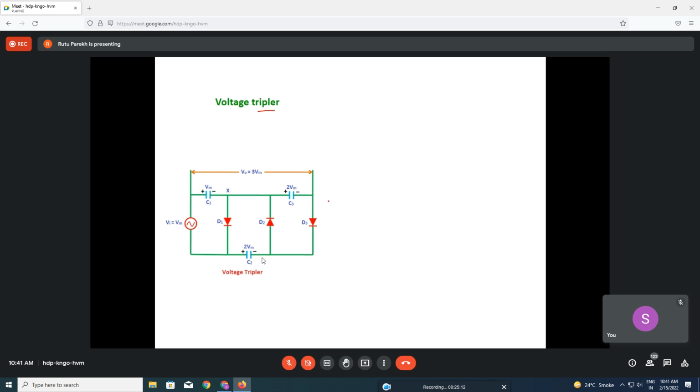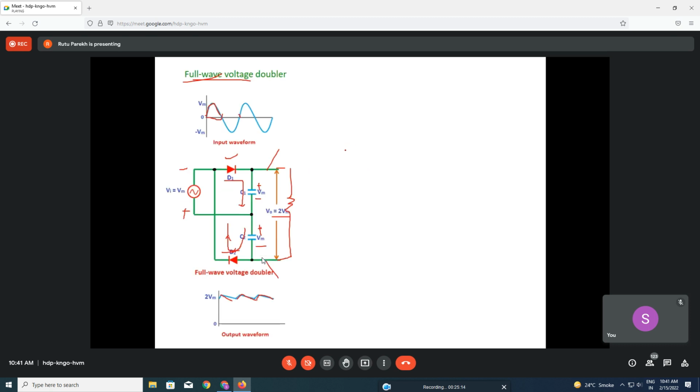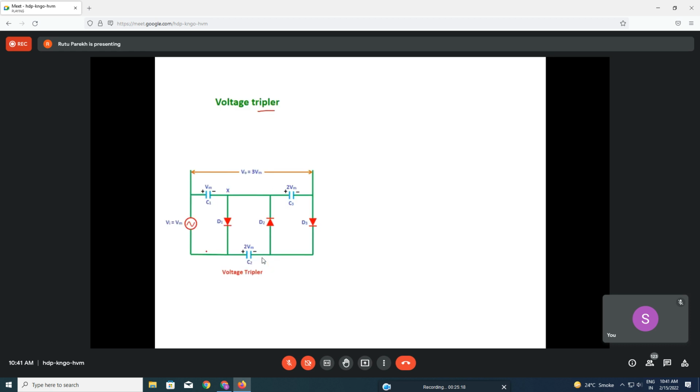So during the positive half, you know this input waveform, positive, negative. So during the positive half, come on, who will tell me? I want somebody.